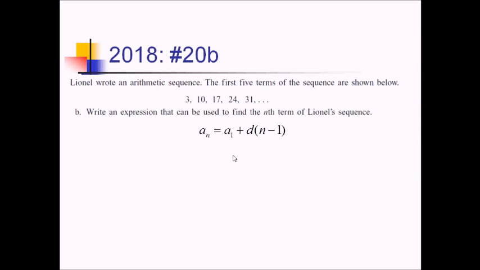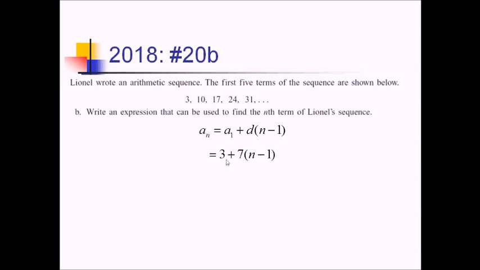Okay, so my first term is going to be 3. And then for my d value, well, that's just what I'm adding each time to get the next number. That's 7. So we have 3 plus 7 times n minus 1. And this is an expression that you could use to find the nth term. They didn't say it had to be in a specific form, so this should actually be good enough.